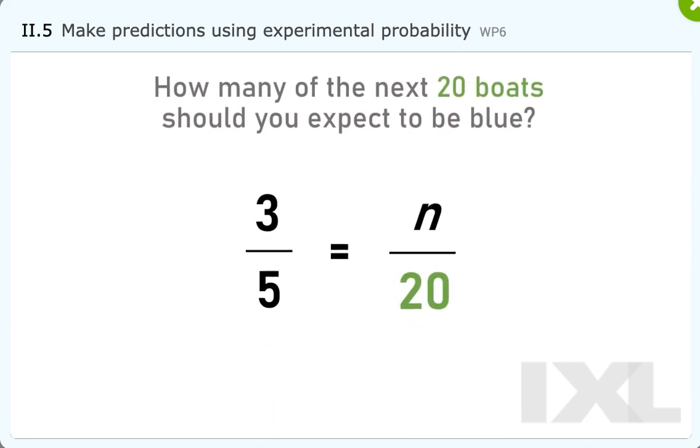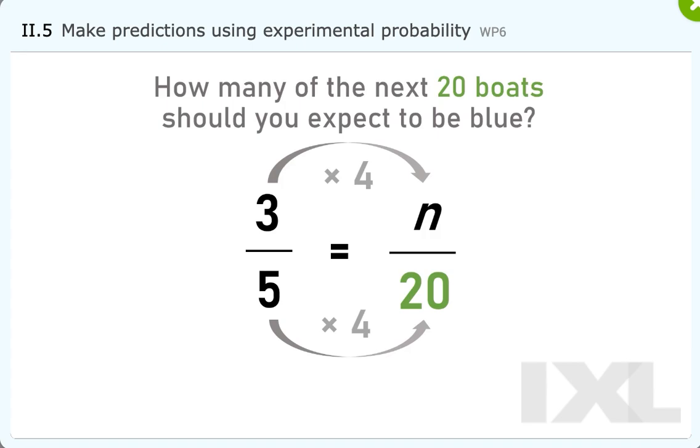Again, because we want our two fractions to equal each other, we have to think, how do we get from the denominator of 5 to a denominator of 20? In order to get from 5 to 20, we have to multiply by 4. And if we multiply the denominator by 4, we also want to multiply the numerator by 4 to get an equivalent fraction.